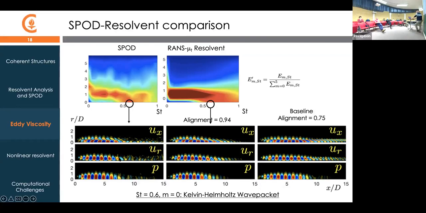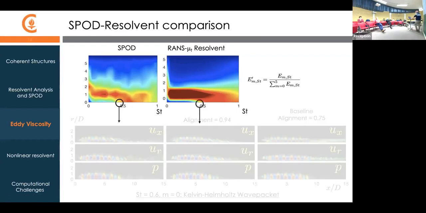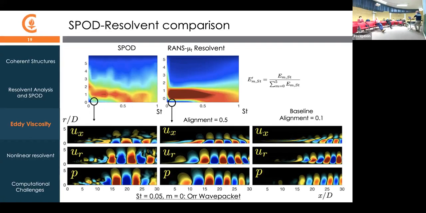So what you want to look at is the left column, that's the data from the LES, and the middle column here, that's the optimal RAMS eddy viscosity. So really stunning agreement. Now we go down to the m equals 0 mode. This is the funny one that I said we used to think was a Kelvin-Helmholtz response of the jet. It turns out it's not.